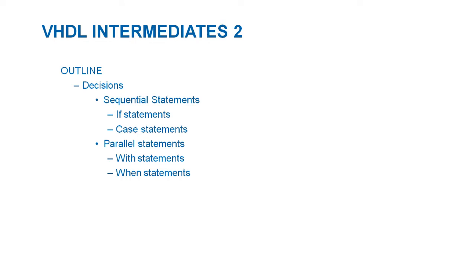Here is the outline for this discussion. Essentially, we shall be discussing decision making in VHDL, both within sequential statements and parallel statements, and what kind of constructs can be used, like the if statement and case statement. Within the parallel statement, we can have the with-select and when-select statements.